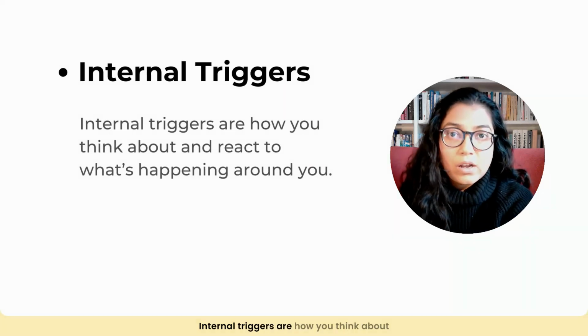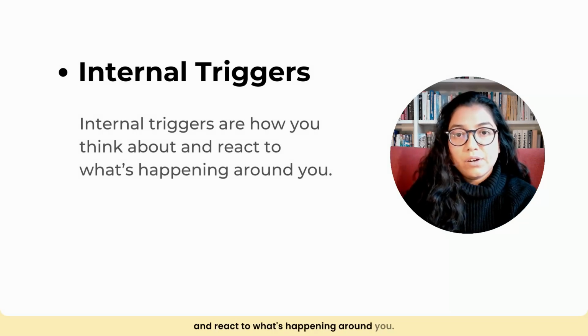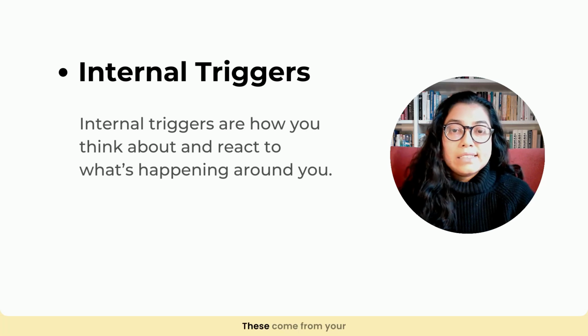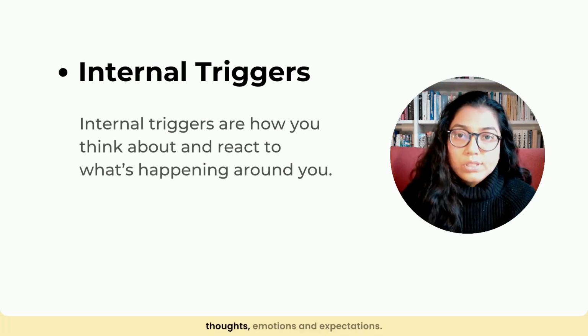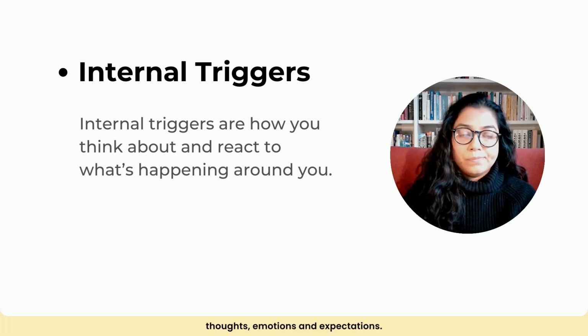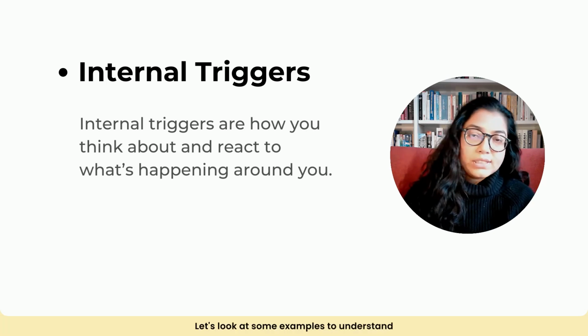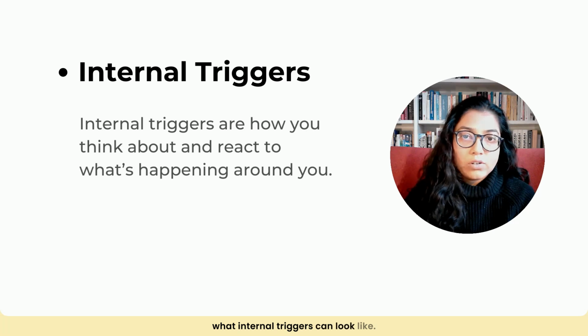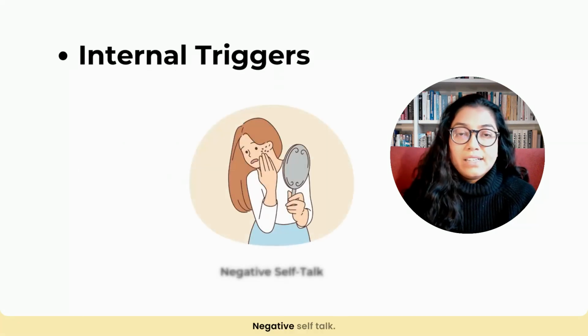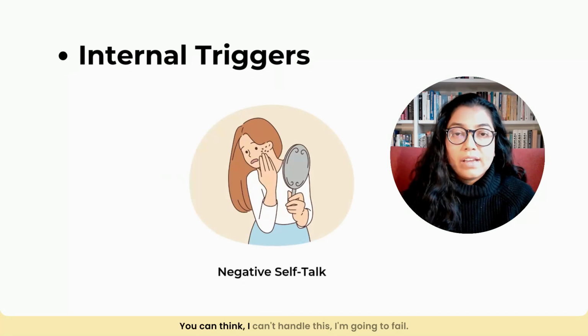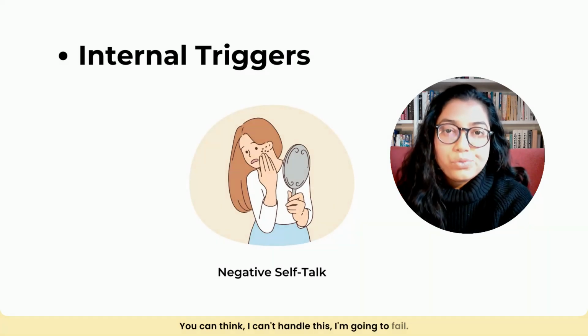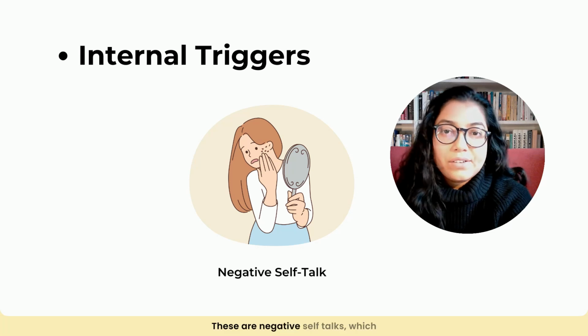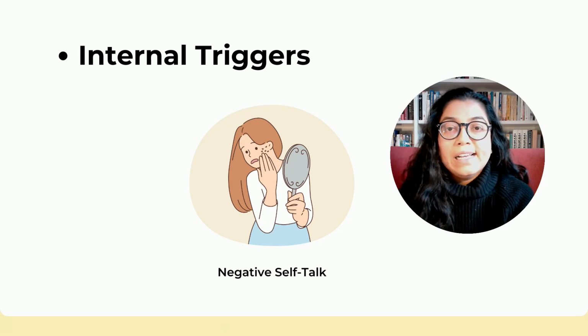Internal triggers are how you think about and react to what's happening around you. These come from your thoughts, emotions, and expectations. Let's look at some examples to understand what internal triggers can look like. Negative self talk. You can think, I can't handle this, I'm going to fail. These are negative self talks, which are sometimes not that helpful.